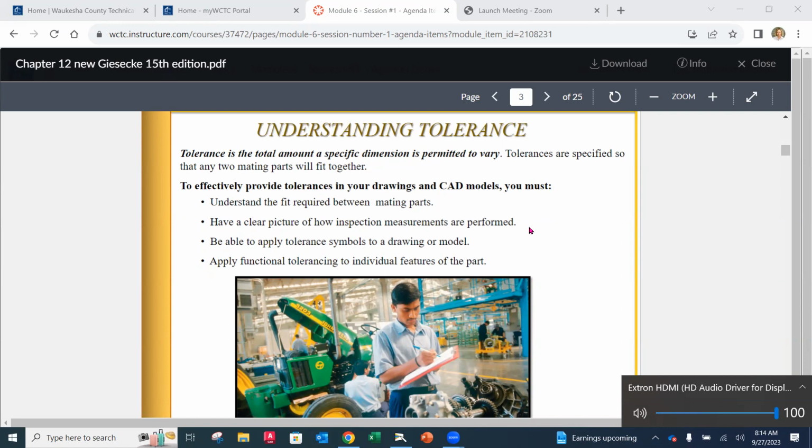We make a part, we make a feature on our drawing, and we think it's going to function. It has to, number 1, be manufacturable. And number 2, we have to be able to check it. So we have to think about inspection.